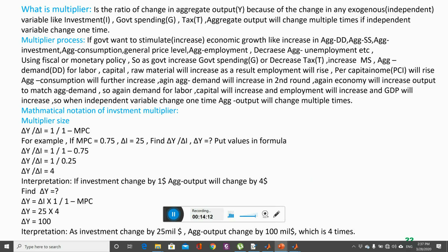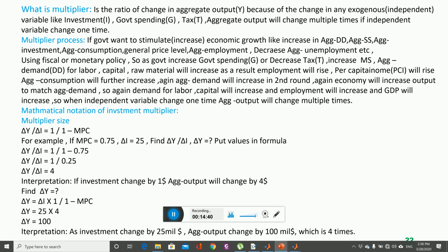We mathematically show that if the government of Afghanistan changes investment by $1, as a result GDP of Afghanistan will change by $4. And here the investment magnitude is given, that is $25 million. So if investment increased by $25 million, GDP will change by $100 million, and this means that the economy is growing.